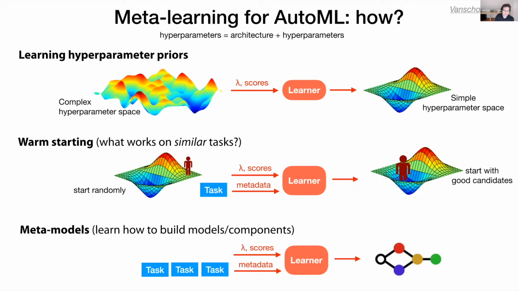And finally, we look at meta models. These are models that are trained to build entire new models or to learn a certain component like an activation function.